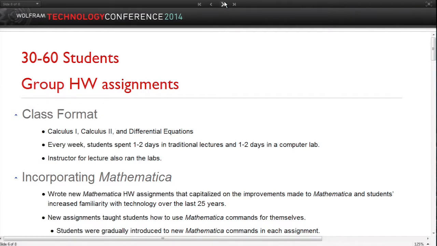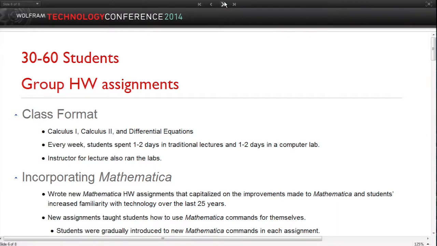And these sizes are actually most comparable to the old calculus and Mathematica course sizes. And so this one is, on the sum level, the most comparable to what had happened in the calculus and Mathematica program. So I did this with Calc 1, 2, and differential equations. And depending on the course number and course credit, I would meet with the students 1 to 2 days in a traditional lecture format, and then 1 to 2 days in the computer lab.